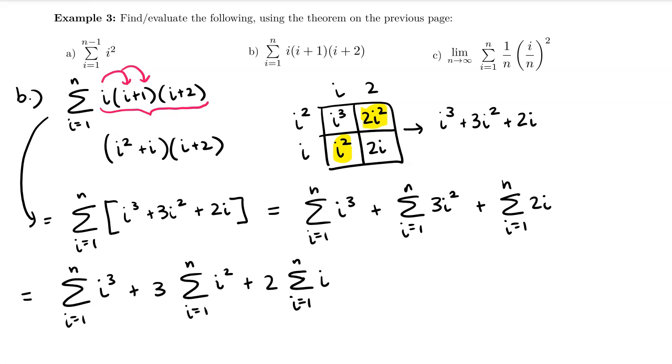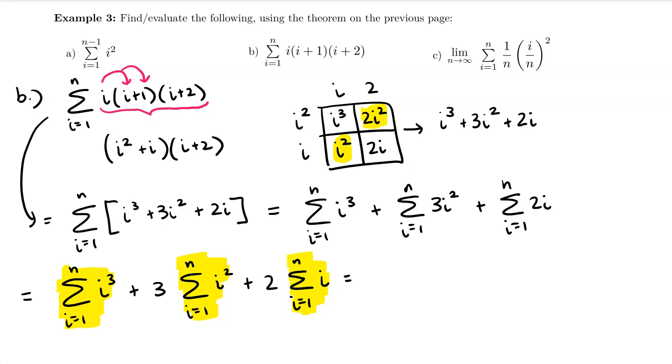All right, what do we do from here? Well, if you look at these summations, so this first summation, this second summation, and this third summation, we can rewrite each of those things using that same theorem we saw on the previous page. So let's go ahead and rewrite each of these things.